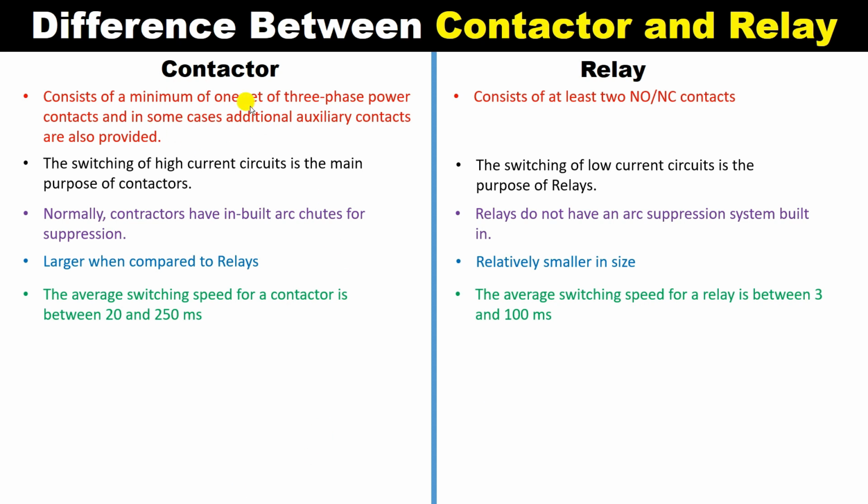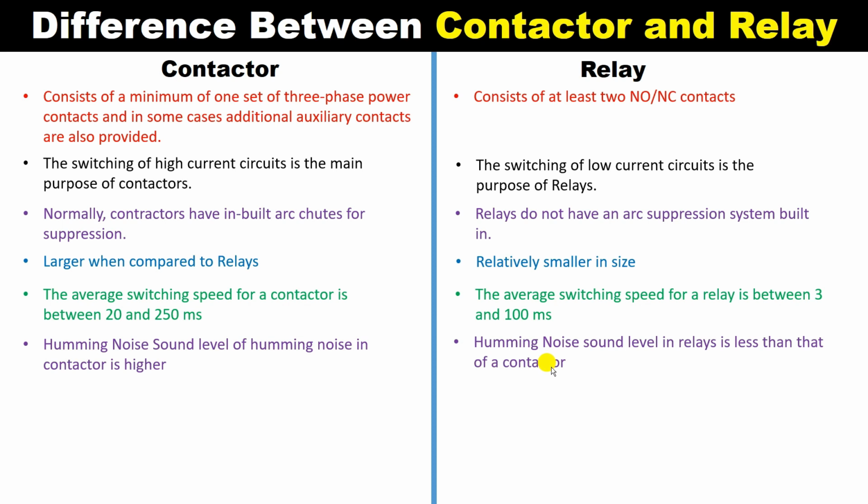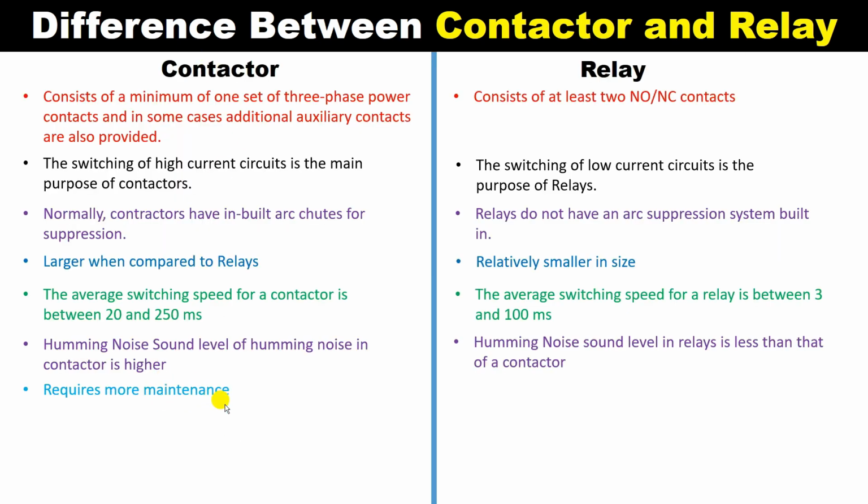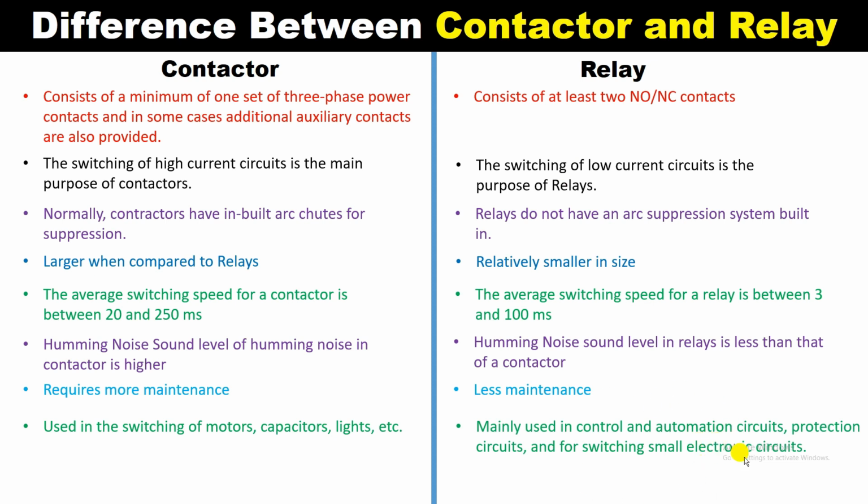Besides, if you turn on the contactor, then from this you can hear a humming sound. But in this relay, humming sound is very low compared to contactor. After this, next difference is maintenance of contactor is high. But there is no need of any maintenance in this relay. If any kind of problem comes, then what we do is we change this relay. That is, we don't do any maintenance. So contactor requires maintenance and relay requires very less maintenance. Relay doesn't need maintenance, but I have written here less maintenance. After this, if you want to tell more differences, then you can explain that we use contactor for motors, capacitors, etc. And relay is used in control circuits or we can use in electronic circuits.